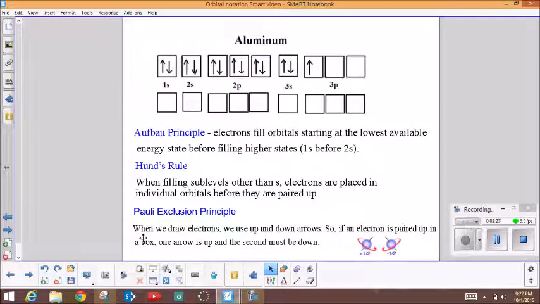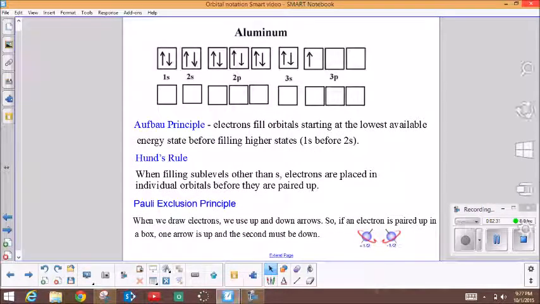The third principle we're going to use is Pauli's exclusion principle. When we draw electrons, we use the up and the down arrows. So if an electron is paired up in a box, one arrow is going up and the second arrow is going down, and that's because one has the positive half spin and one has the negative half spin.